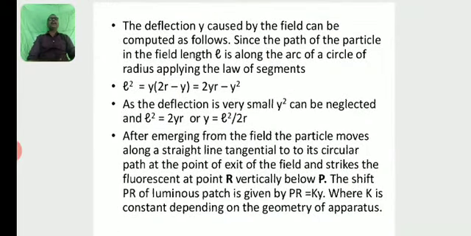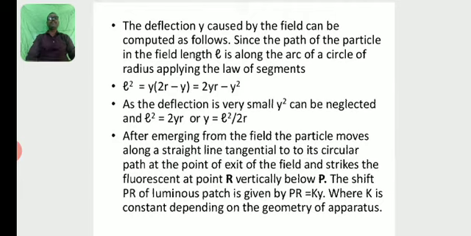The deflection y caused by the field can be computed as follows. Since the path of the particle in the field of length L is along the arc of a circle of radius r, applying the law of segments, L square is equal to y into (2r minus y), which is equal to 2yr minus y square. As the deflection is very small, y square can be neglected, and L square is equal to 2yr, or y is equal to L square by 2r.